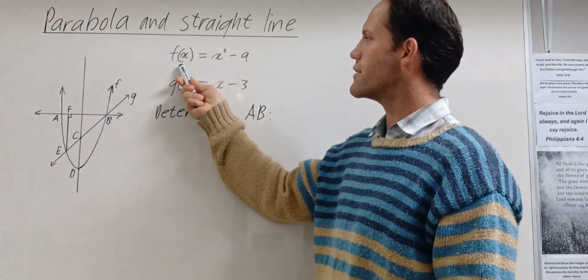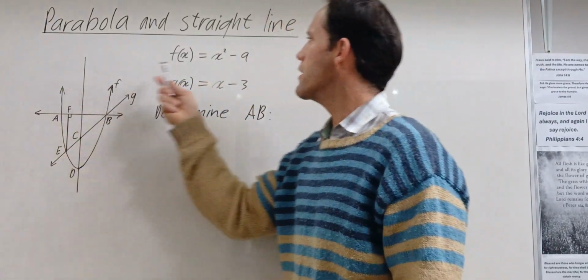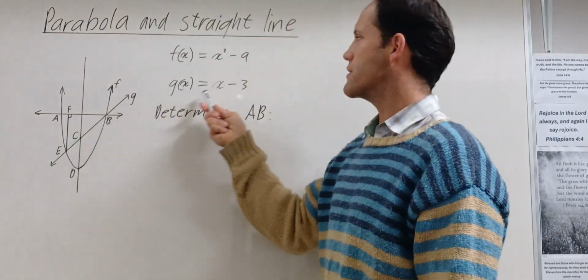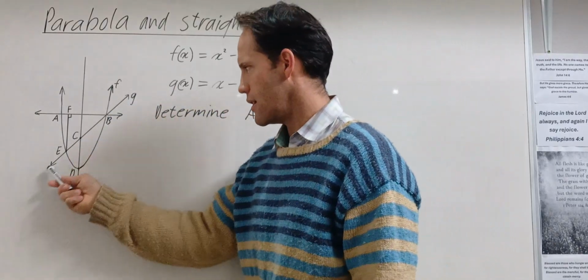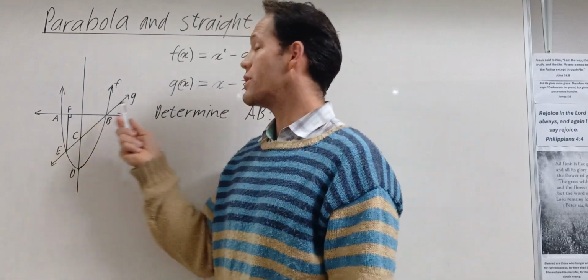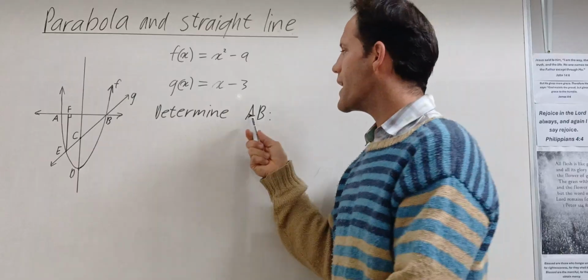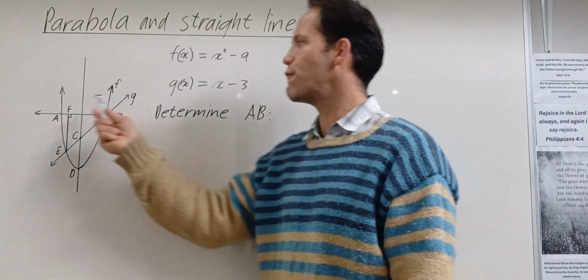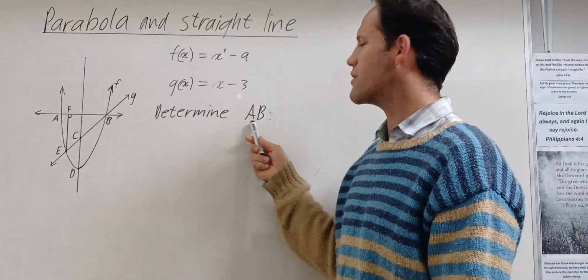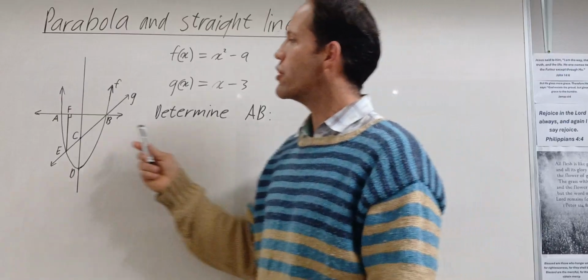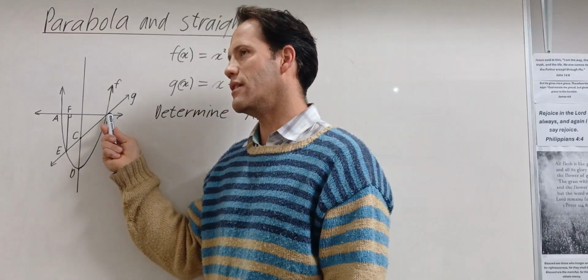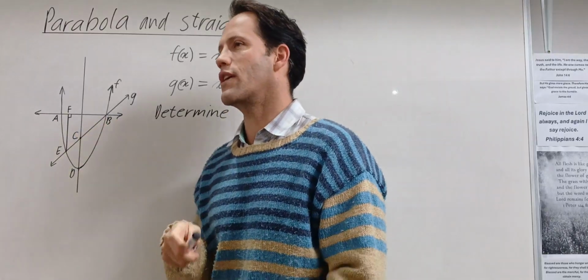So we've got f(x), the parabola, is x squared minus 9. Then we've got the straight line, g(x), is x minus 3. Okay? And then the first question is determine AB, which means the distance. Determine AB means the distance from A to B. Okay, you don't need to use the distance formula. You just need to know what's the x value at A and what's the x value at B. And then you can find the distance of AB.